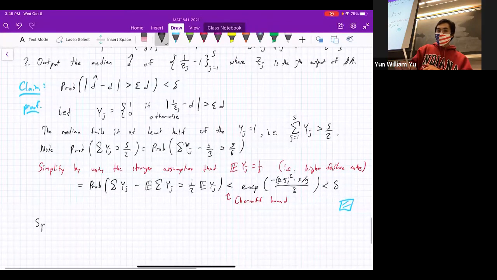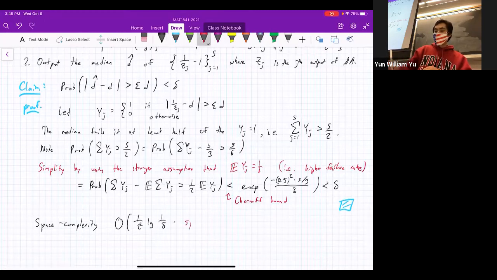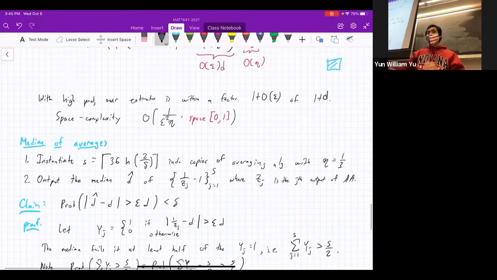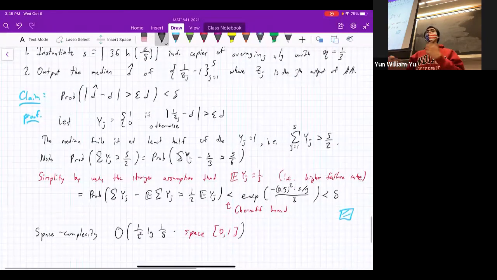So once we do that, the space complexity is going to be O of 1 over epsilon squared, log of 1 over delta, times, unfortunately, whatever the space complexity is of the actual random variable, because we use an idealized hash function. But instead of having a 1 over eta term in the denominator, now we have a log of 1 over delta term, which is somewhat smaller. Does that make sense?